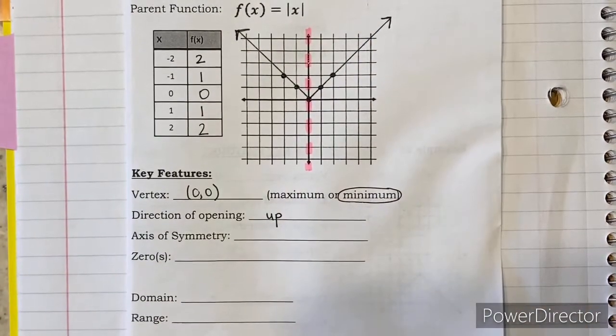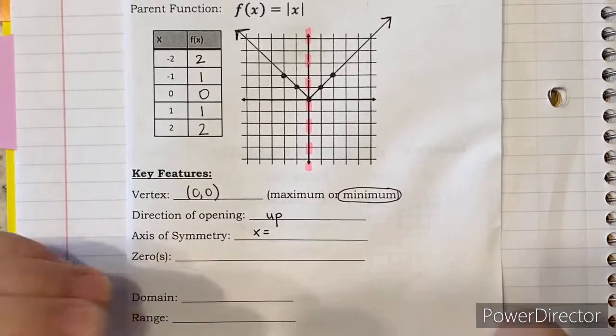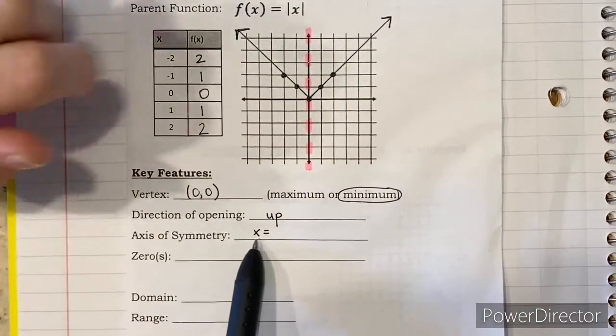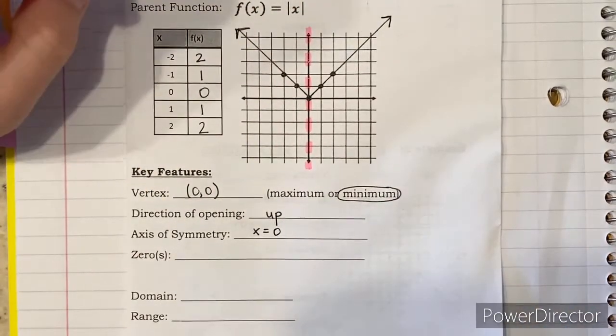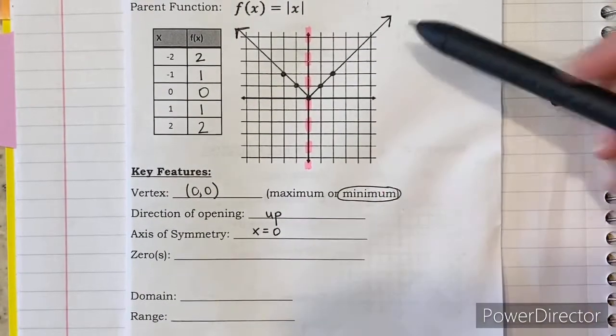So when we talk about vertical lines like that, the equation of a vertical line is always x equals, and then whatever number that it's on. So if we look, it's an x value number, so this is gonna be 0. So x equals 0 is our axis of symmetry. That's the line that we would fold it in half on, okay?